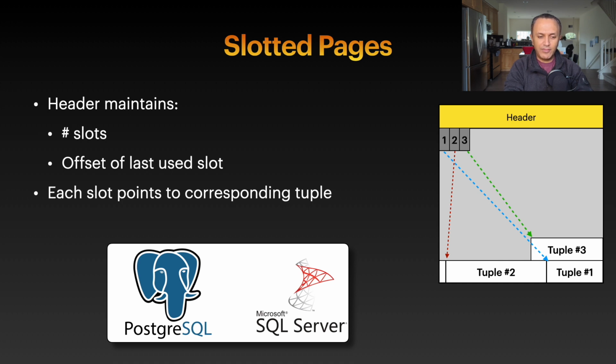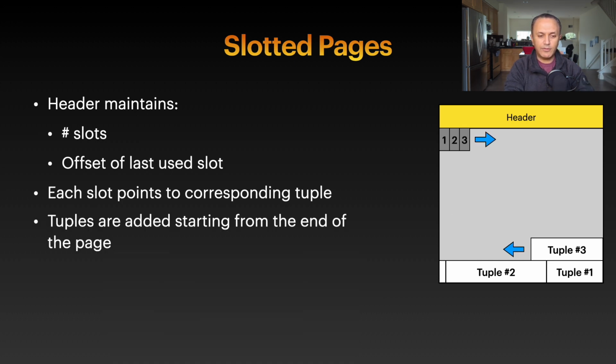Now, as you can see in this figure, the tuples are added from the end to the beginning. So from the end of the page, you have tuple number 1, 2, and 3. And then the slots are added from the beginning of the page until they converge towards the middle of the page. This way, I am trying not to waste any space as much as possible. So if we want to insert more tuples, it's going to look like this.